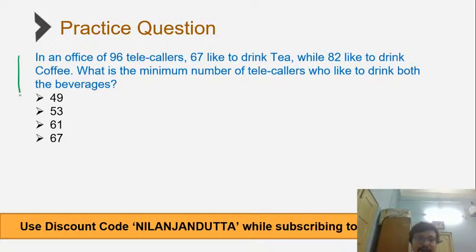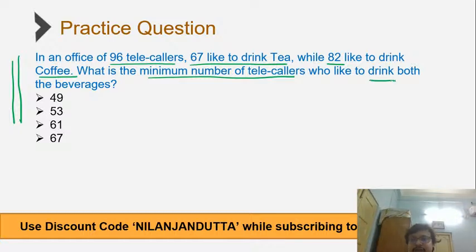So let's look at a simple example. The first one talks about there being 96 telecallers, out of which 67 like to drink tea, 82 drink coffee. The question is the minimum number of telecallers who drink both the beverages. So I need to minimize that count. How do I do that? Which will be the right answer? Take a minute and then mark your answers in the chat window. What will be the right answer to this? Minimum number of telecallers who drink both the beverages.